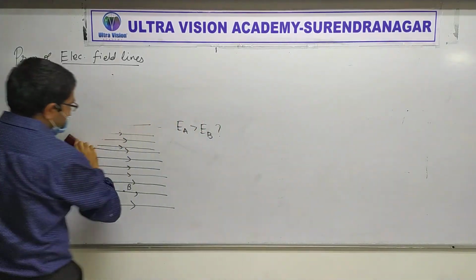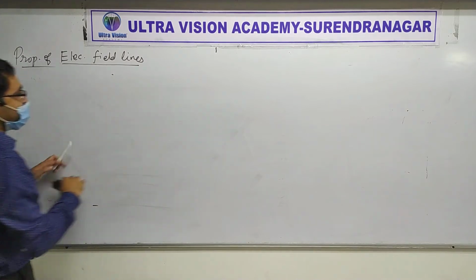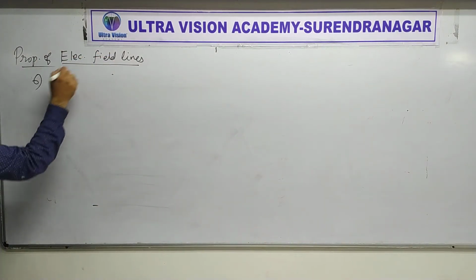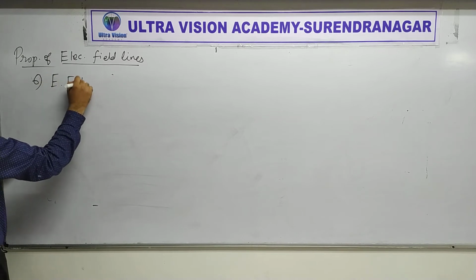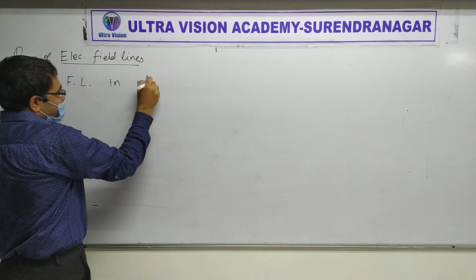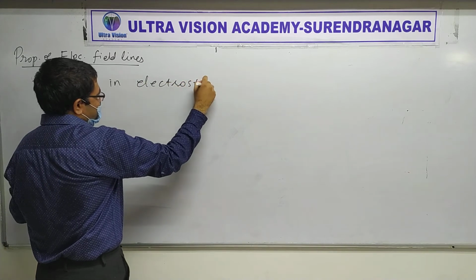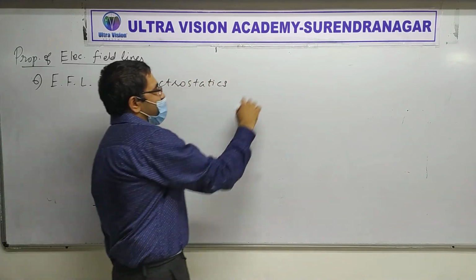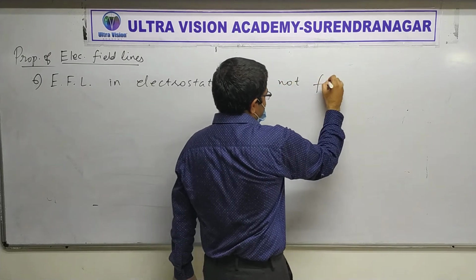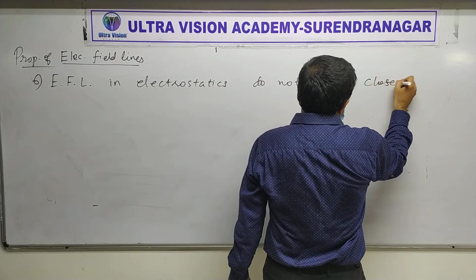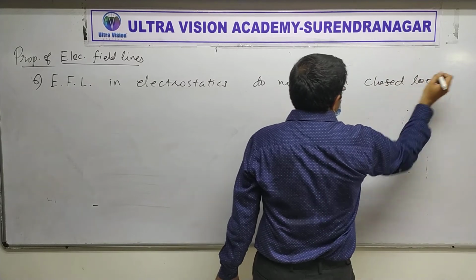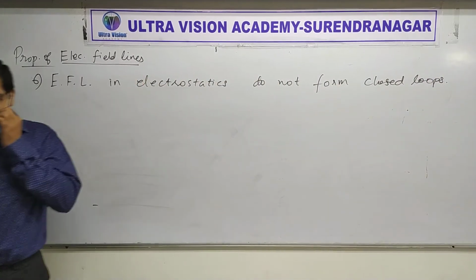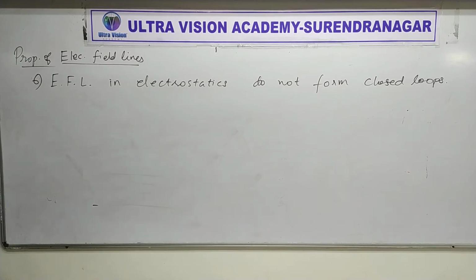Next. Electric field lines in electrostatics do not form closed loops. Now, I will explain what this means, but I will not explain why. That is, why don't they form closed loops? Not here. You will know that by the end of chapter 2.